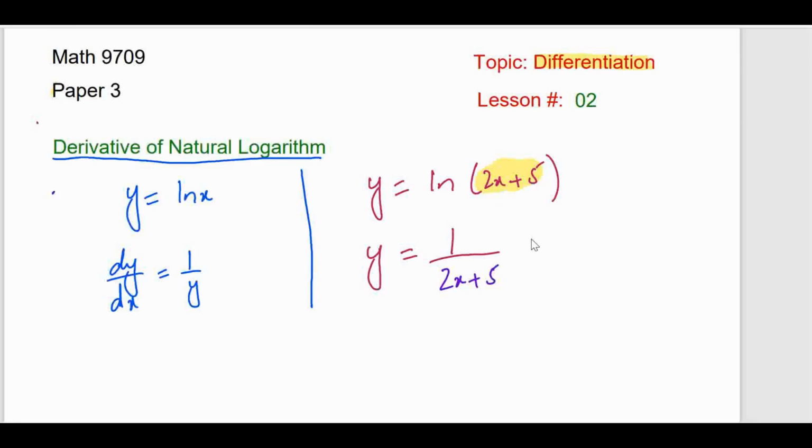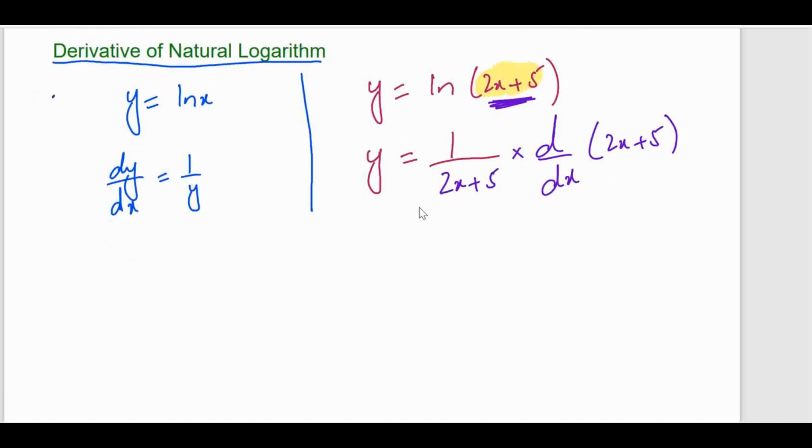This thing is quite simple, but the next thing is that we have to take the derivative of the internal function. Here the internal function is 2x plus 5, and we have to find the derivative of the internal function. Now y will be equal to 1 by 2x plus 5 as it is, multiplied by the derivative of 2x plus 5, which will be equal to 2.